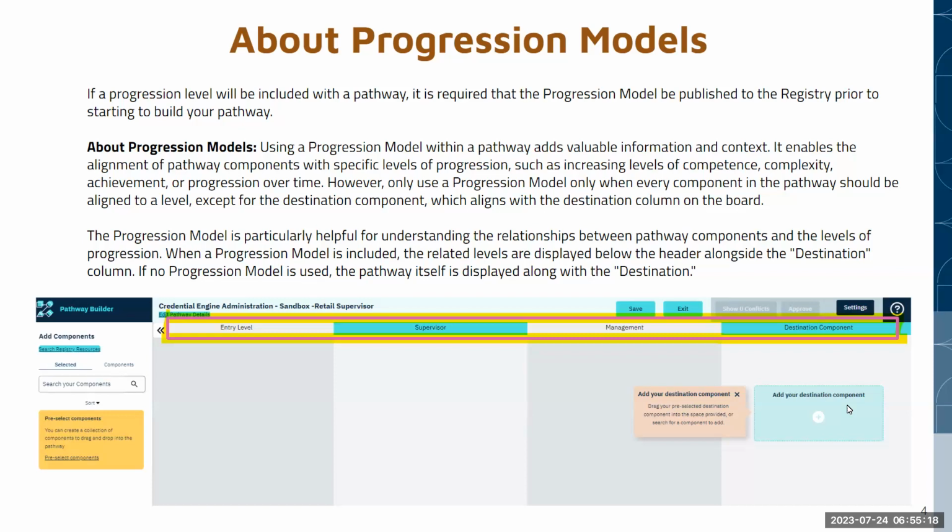The progression model is particularly helpful for understanding the relationships between components and the levels of progression. When a progression model is included, the related levels are displayed. As I said, just below the header, they will always show here. And as I said, every card will have to be aligned except the destination. If no progression model is used, that's fine. The pathway itself is displayed along with destination rather than the levels in a progression model.